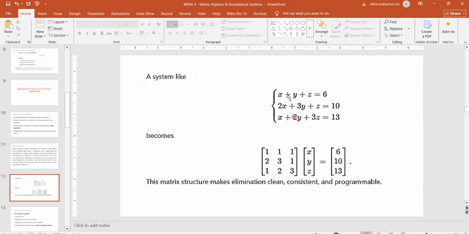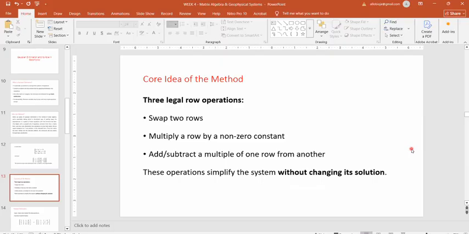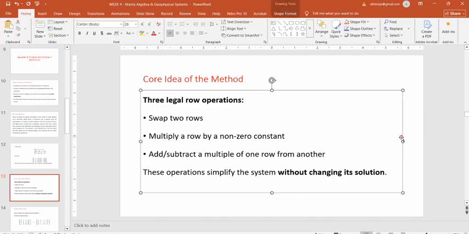So let's see a system like this. You can see it is 3 by 3. So this becomes this. The matrix structure makes the elimination clean, consistent, and programmable. The core idea of the Gaussian elimination method: you swap two rows, multiply a row by a non-zero constant, add or subtract a multiple of one row from another. This operation simplifies the system without changing its solution.